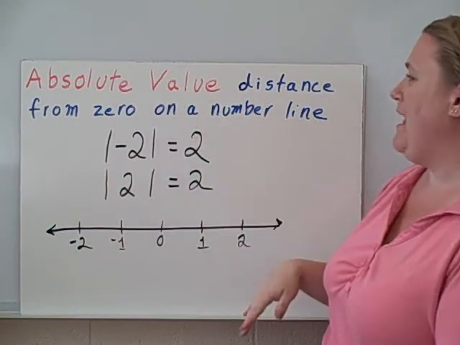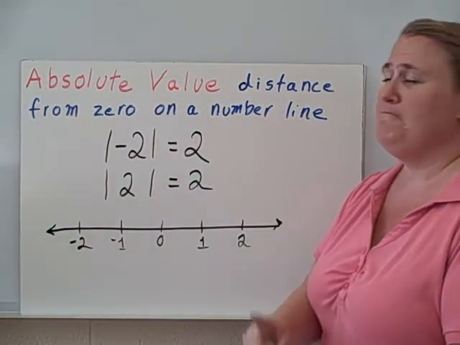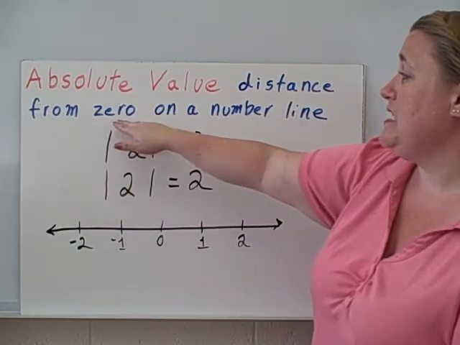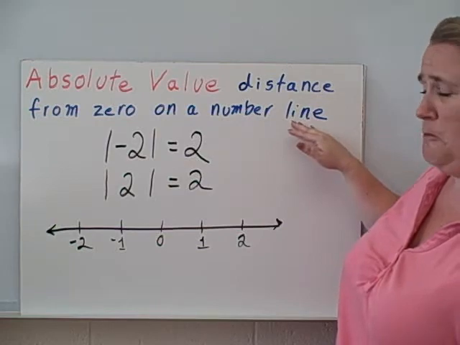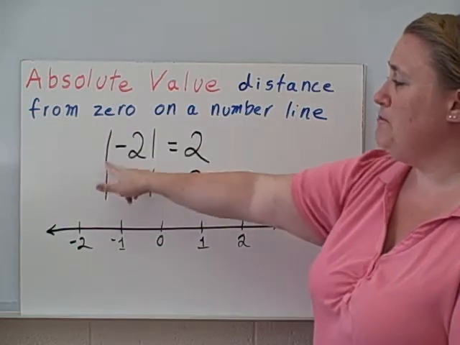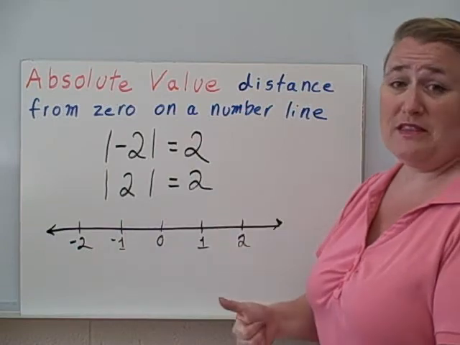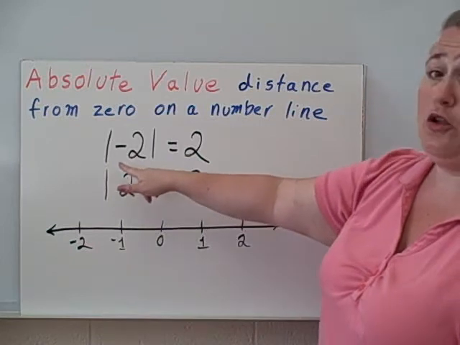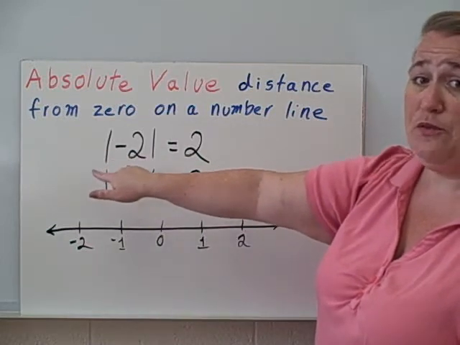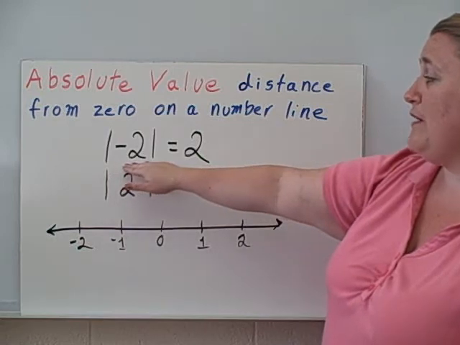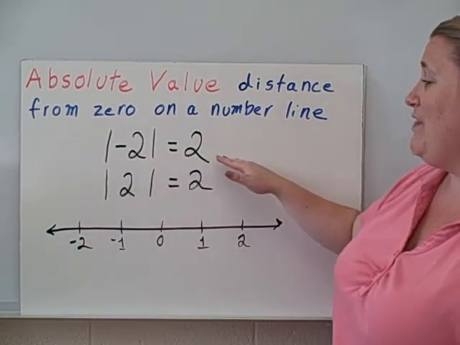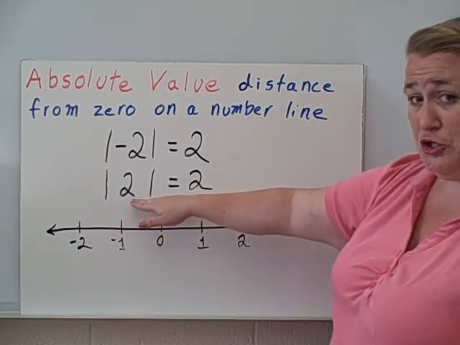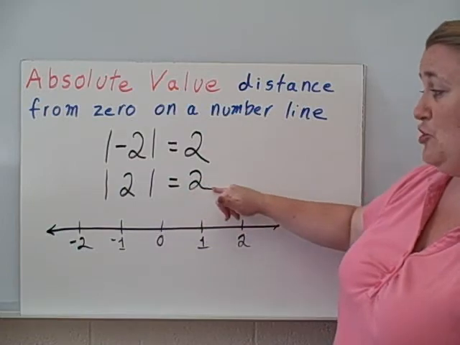Absolute value. Now, this really isn't that tricky. Don't make it tricky, okay? All it is is the distance from 0 on a number line. These bars, notice they're not parentheses and they're not brackets. They are straight up and down lines. That is how we represent absolute value. So this is read absolute value of -2, and the distance is 2. This is the absolute value of 2, and it equals 2 also.